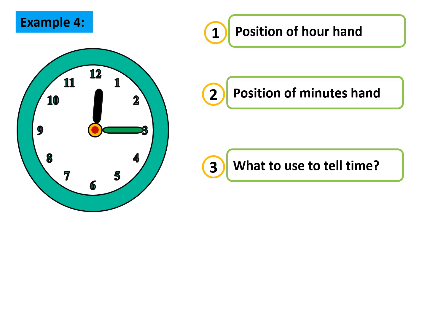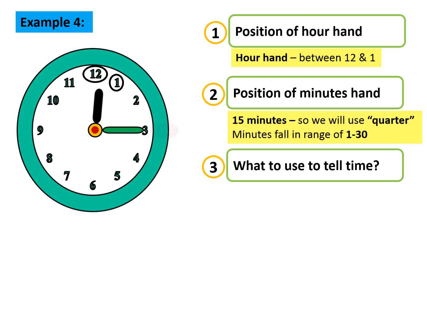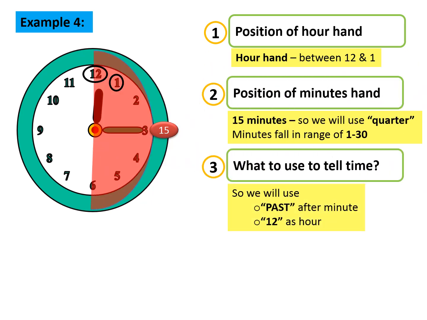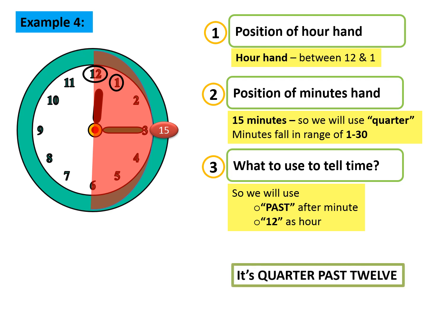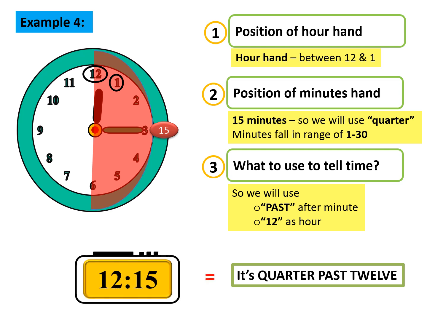Here in the clock, the hour hand is between 12 and 1. The minute hand is on 3, means 15 minutes. As the minute hand is on 15, we use quarter instead of telling minutes. And 15 minutes is falling in the range of 1 to 30. So we use past after the quarter and 12 as the hour. So the time is quarter past 12. And if you write it down in digital format, then it will be 12 hour and 15 minutes.